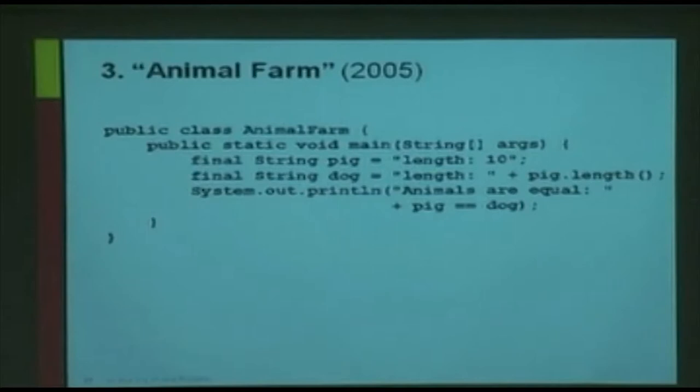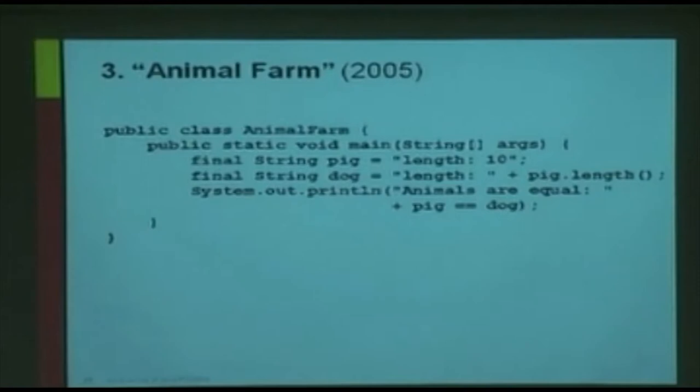What we do, we have one variable called pig. And I set it equal to the constant string "length: 10". There's a space in between there, okay? And then I make another string. The strings themselves, by the way, are final. Final string dog. And I set that one to "length: ". And then I append pig.length(). And what is pig's length? Well, let's count together. 1, 2, 3, 4, 5, 6, 7, 8, 9, 10. So I'm appending the 1-0 characters to "length: ".